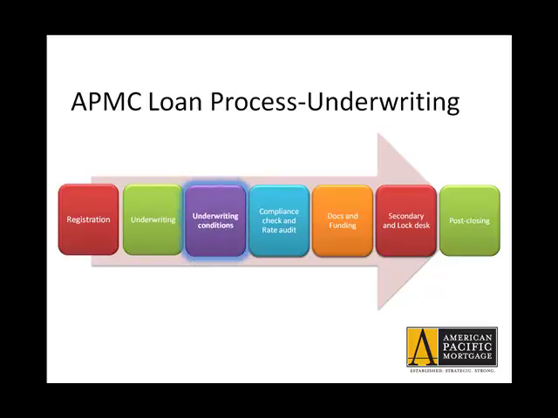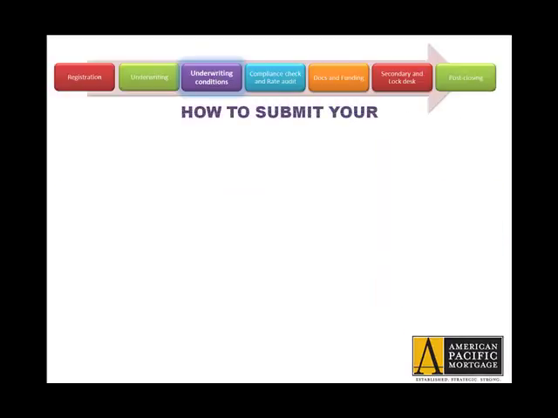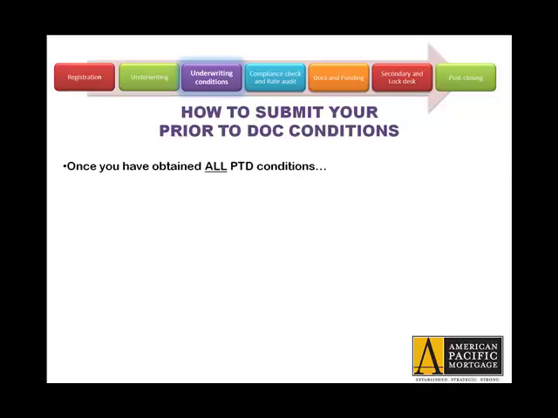Hello, everyone, and thank you for joining us again today. Today we will be continuing our discussion on submitting conditions to American Pacific Mortgage. The first thing you will want to do is obtain all your prior to doc conditions. I want to give you a tip with our APMC turn times and how we keep them down. This is not the time for piecemeal. In order for us to expedite our turn times, the best advice we can give you is to send all your conditions in at once.